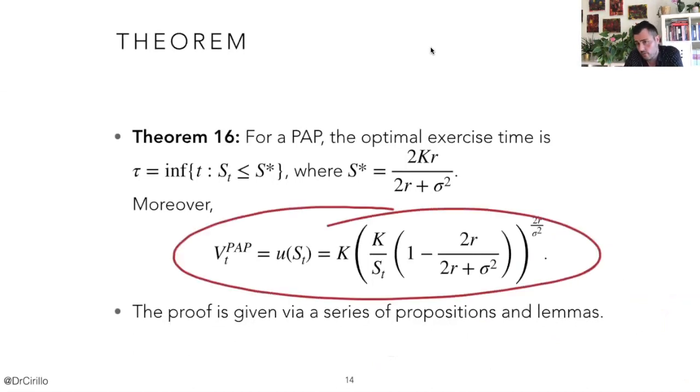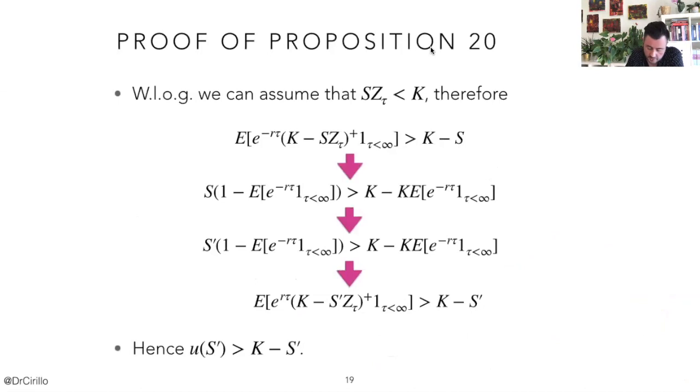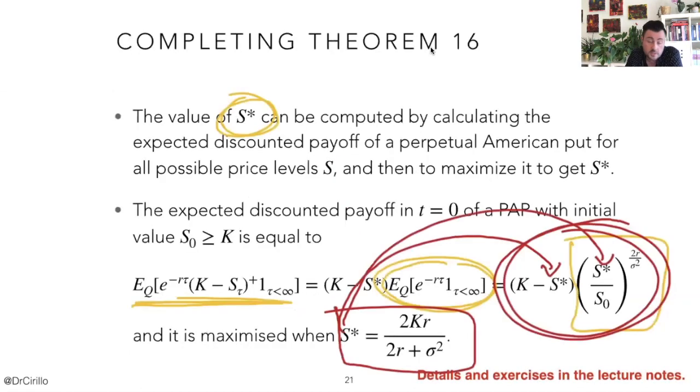So this is the value of a not yet exercised perpetual American put at time t, or in particular at time t equal to 0, because we are considering that scenario. But I repeat, you can rescale time. It's not a big deal.